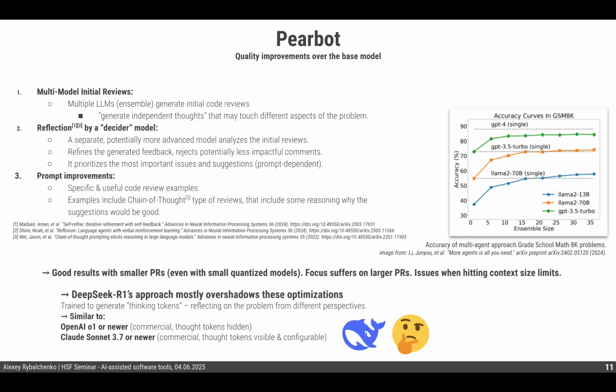So there are three things I try to do to improve the output of the model, which are already quite old and quite known in the community. One of them is to let multiple LLMs review the changes, so they each generate their independent thoughts. It can even be the same model, but just by randomness, it may find something or focus on something that previous runs did not focus on.